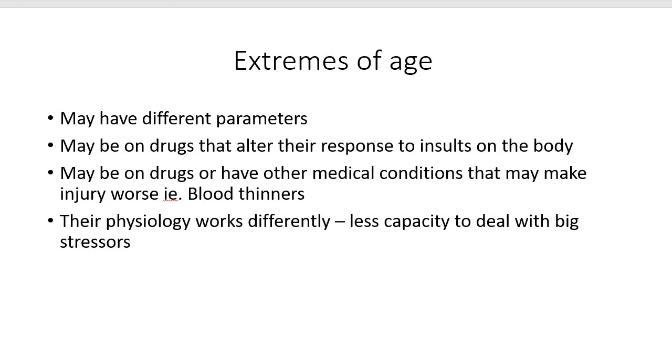Their heart, their lungs, their blood vessels, everything just works differently. If it's been around for 80 odd years, it's less efficient and works less well than if it's been around for 40 years. So big stresses of big amounts of blood loss, big amounts of trauma, just get dealt with less successfully, potentially, as we get older. So it's just something to be aware of more than anything.